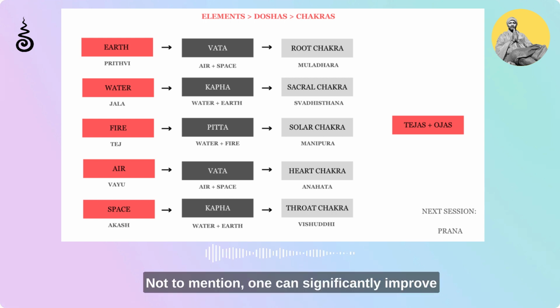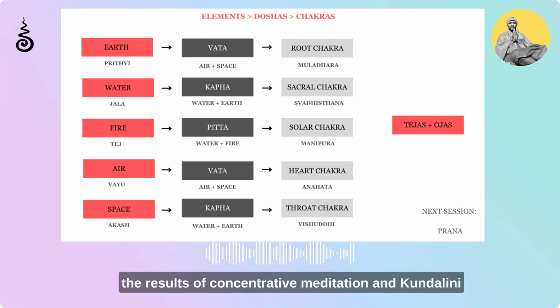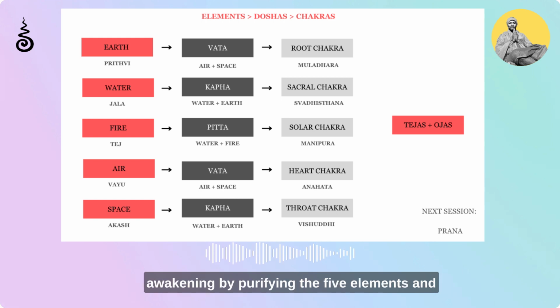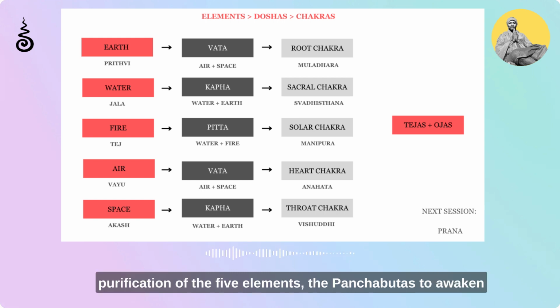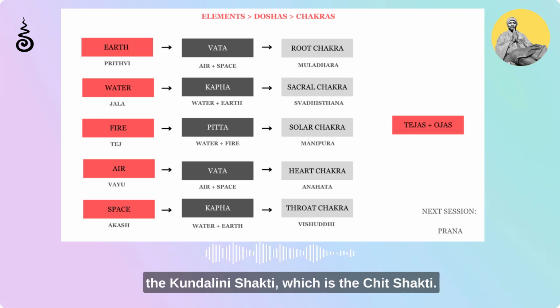Hence, Ayurveda takes great precautions to protect one's Tejas and Ojas through diet, digestion, and a healthy lifestyle. Not to mention, one can significantly improve the results of concentrative meditation and Kundalini Awakening by purifying the 5 elements and reducing or minimizing the effects of doshas. On a side note, the essence of Tantra is purification of the 5 elements, the Pancha Bhutas, to awaken the Kundalini Shakti, which is the Chit Shakti. To know more about what is Chit or Kundalini Shakti, please do watch the episode on ego.